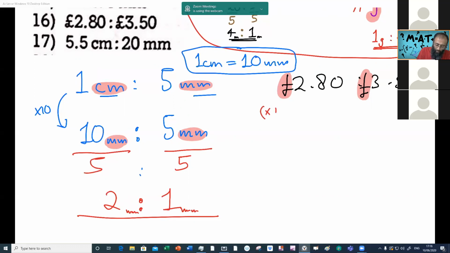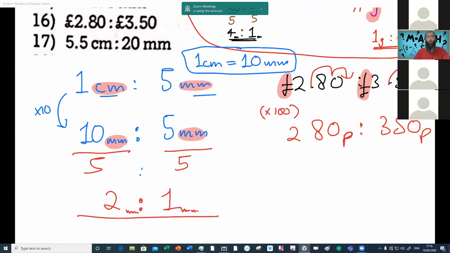What do you times them by? 100. Okay, so that in a sense will change them indirectly actually into what unit? Pence. Into pence. Even though we weren't thinking about pence in the beginning, but by trying to make them into whole numbers, we are inadvertently changing them into pence. So £2.80 is the same as 280 pence, and £3.50 is the same as 350 pence. Fantastic. Now that the decimal points have gone, we've got nice, consistent, same units.